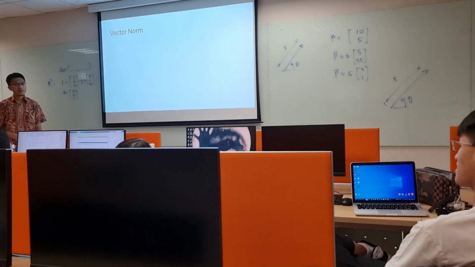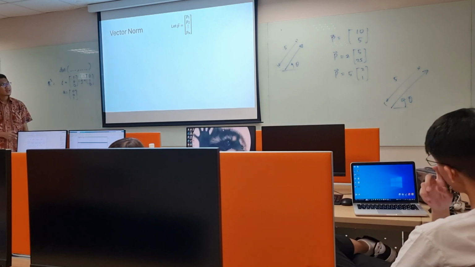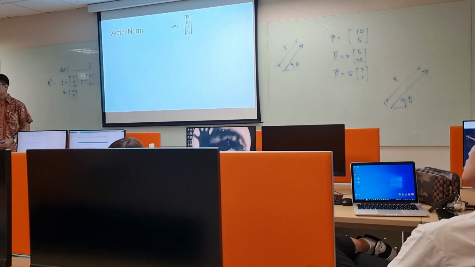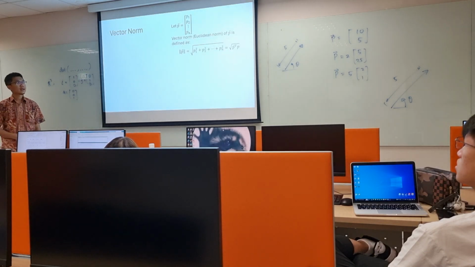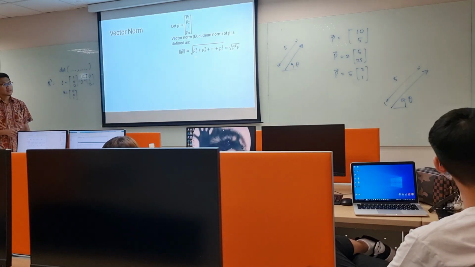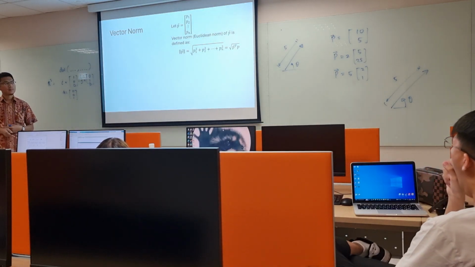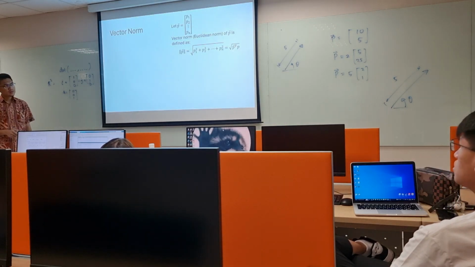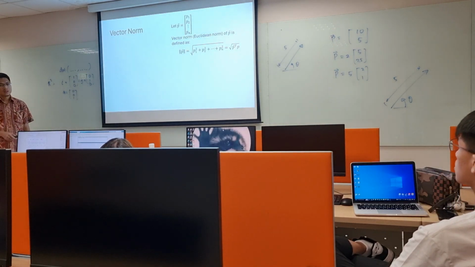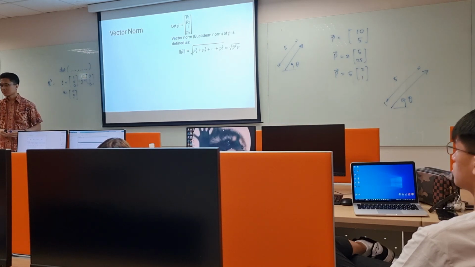Okay. Now about vector norm. If you have n elements of the vector, v1 up to vn, the vector norm that we usually discuss is the Euclidean norm. This is the square root of all elements squared and added up. Or you can also write it as the multiplication of the transpose, or the dot product of the vector with itself, then take the square root. That's the norm.